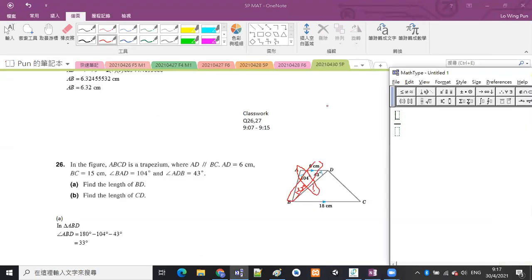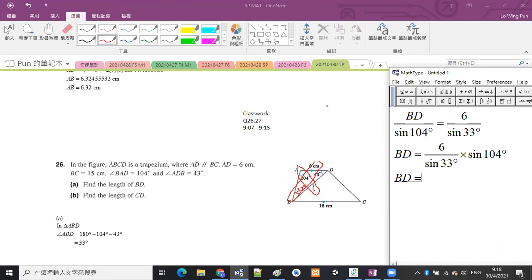So I want to find BD, so I need to put BD on the top left corner. BD over sine 104 degrees is equal to the other pair. That should be 6 cm over sine 33 degrees. Okay, so BD is equal to 6 over sine 33 degrees times sine 104 degrees. Okay, and then BD should be, calculator, 6 times sine 104 and then divided by sine 33. Should be 10.68 something.